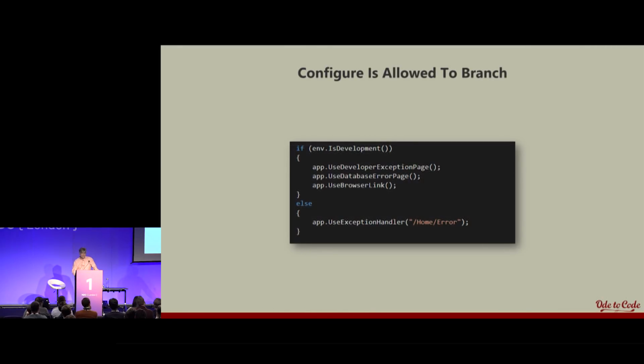Same would go for the configure method, where you are configuring your middleware. Although in here, I believe it is OK to allow some branching with an if-else statement to say, OK, if we're in the development environment, use these three pieces of middleware. We'll use the developer exception page, the database error page, and browser link.